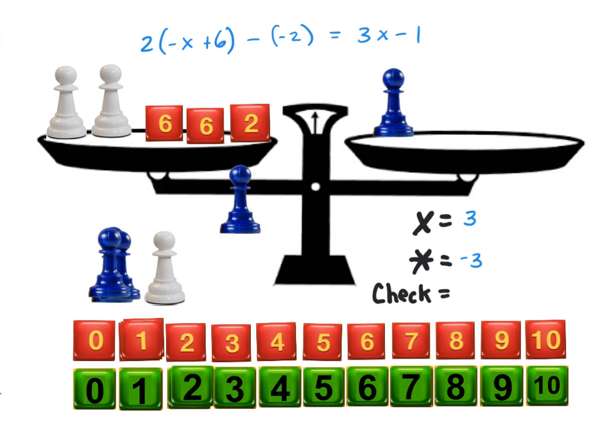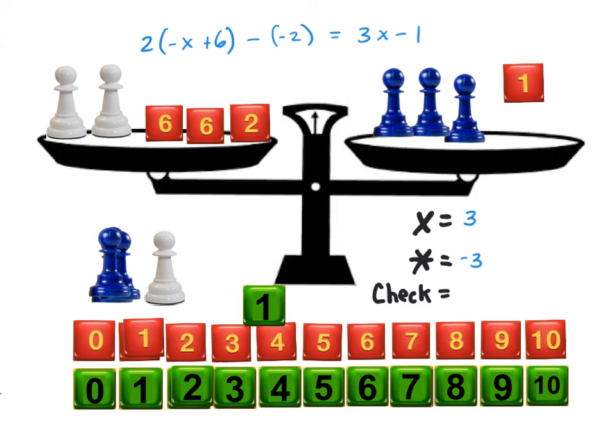And on the right, we had 3 x's. We wanted to take away a positive 1. Couldn't do that until we added a 0 pair, then take away the positive 1. Substituting our values, negative x was equal to negative 3, and positive x was equal to positive 3.